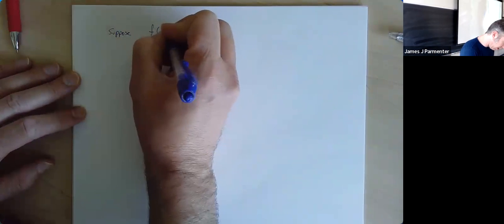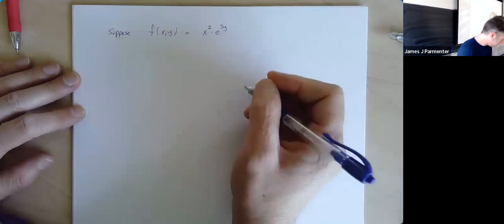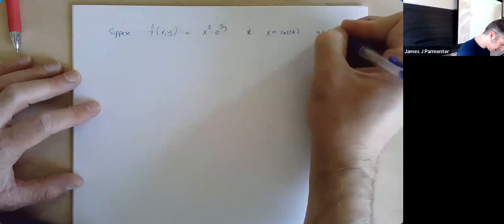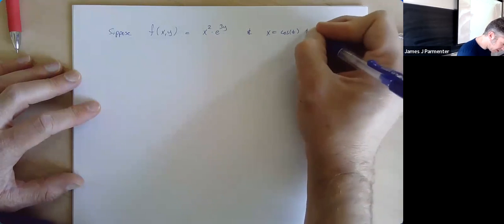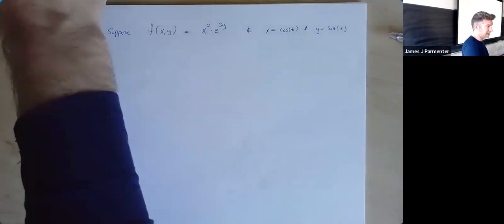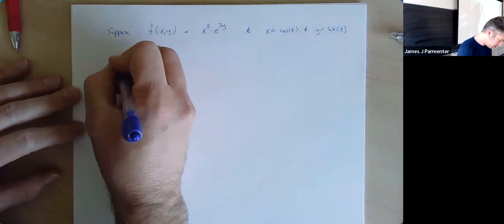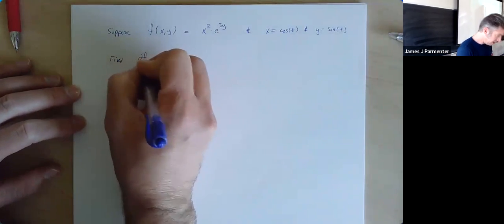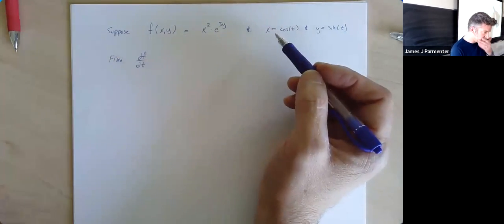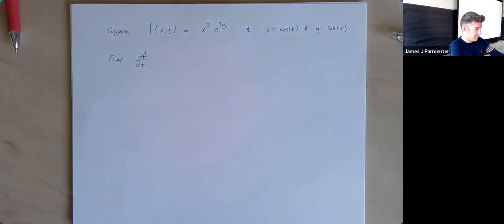Suppose f of x comma y is equal to x squared times e to the 3y. And we have that x is equal to cosine of t, y is equal to sine of t. Those are pretty standard, just because it's a usual parameterization of a circle. And we want to find df dt. And I do mean df dt, because if you plugged in cosine for x and sine for y, you would have that f was just a function of t, and you can take its actual derivative, not its partial derivative.